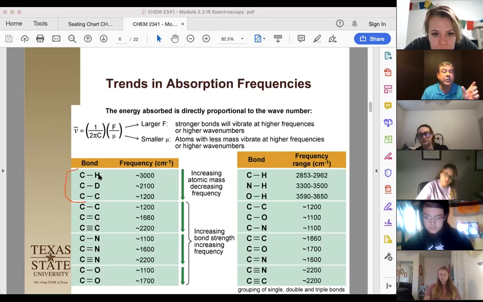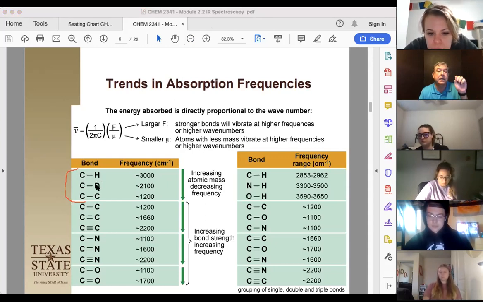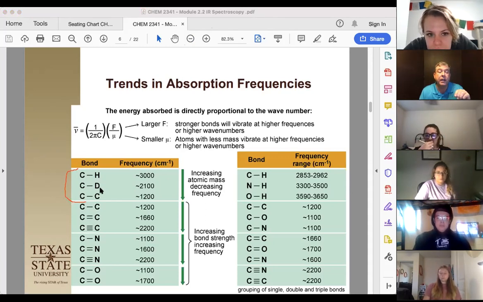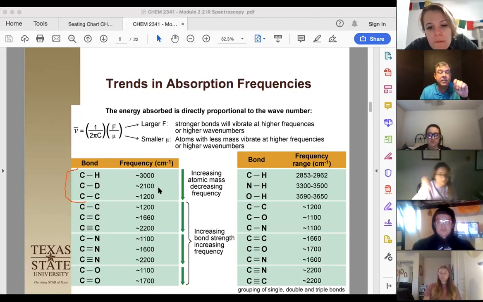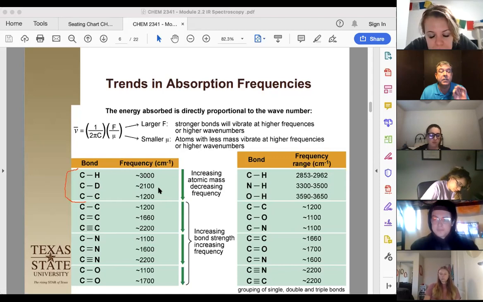If we switch hydrogen to deuterium, deuterium is the heavy isotope of hydrogen. It just has one extra neutron. It has one neutron in it. And look at the frequency drop. It's almost 1,000 wave numbers difference. So just that change of one neutron changes the frequency.